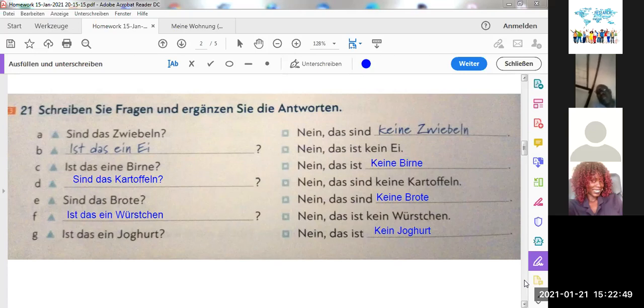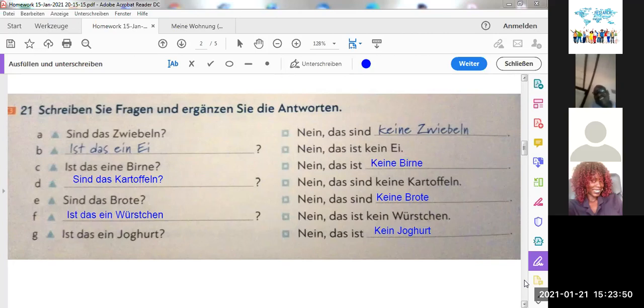Yeah. D, continue please. D, sind das Kartoffeln? Then the other side, nein, das sind keine Kartoffeln. Perfect. And auf English? Are these potatoes? The other side is, no, they are not potatoes. Perfect. Wunderbar. Sind das Brote? Super. Are these breads? Then the other side. Nein, das sind keine Brote.